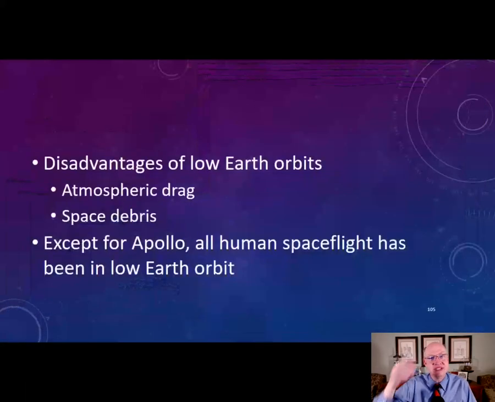Okay, what's the disadvantage to low Earth orbit? Well, the primary disadvantage to low Earth orbit is atmospheric drag. That is, in low Earth orbit, you are still in the outer reaches of the Earth's atmosphere. An important thing to realize about the Earth's atmosphere is as you get higher and higher, the atmosphere gets thinner and thinner. But there's no place that the atmosphere ends.